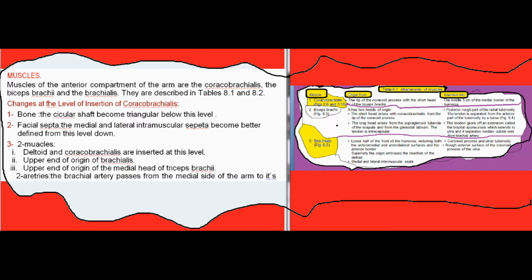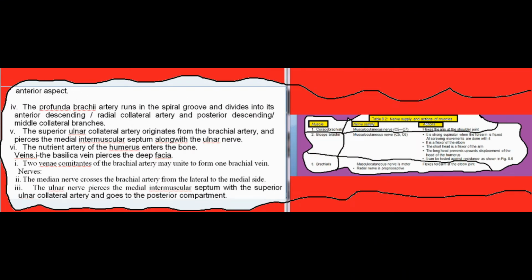Arteries. The brachial artery passes from the medial side of the arm to its anterior aspect. The profunda brachii artery runs in the spiral groove and divides into its anterior descending/radial collateral artery and posterior descending/middle collateral branches. The superior ulnar collateral artery originates from the brachial artery, and pierces the medial intermuscular septum along with the ulnar nerve. The nutrient artery of the humerus enters the bone.